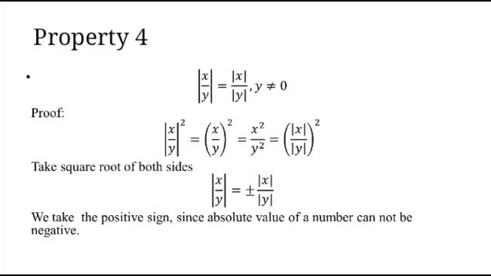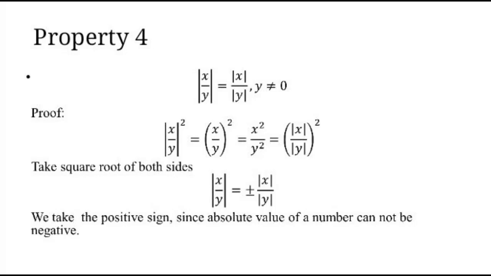In plain terms, the absolute value of a fraction where a number x is divided by another number y is equal to the absolute value of x divided by the absolute value of y. This only works when y is not equal to 0, because division by 0 is undefined in mathematics.